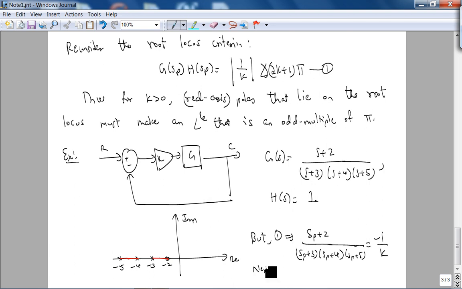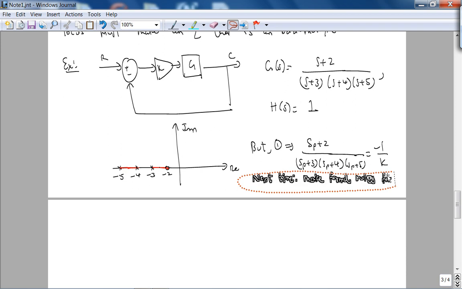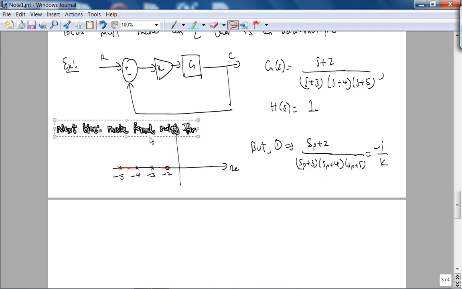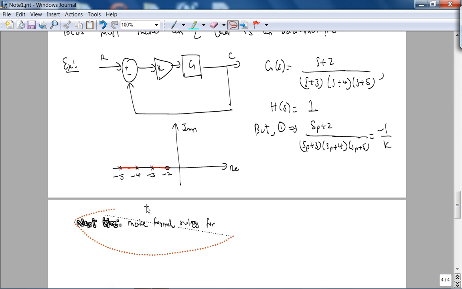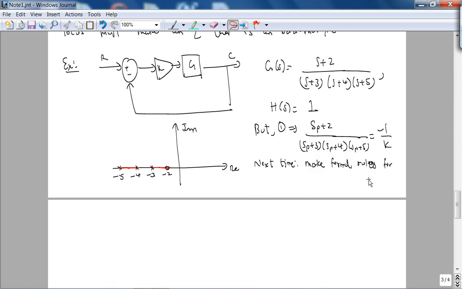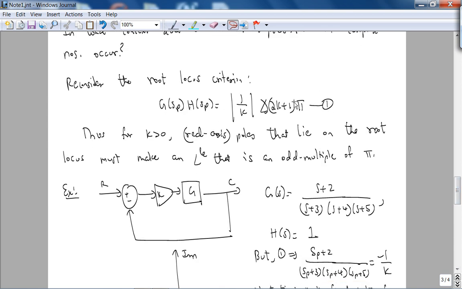So next time, what we will do is we'll make formal rules for sketching the root locus. And again, all of that is simply based off of this criterion. Okay, see you next time.